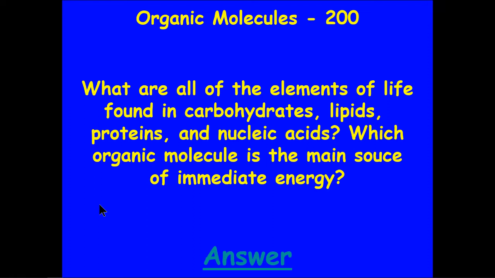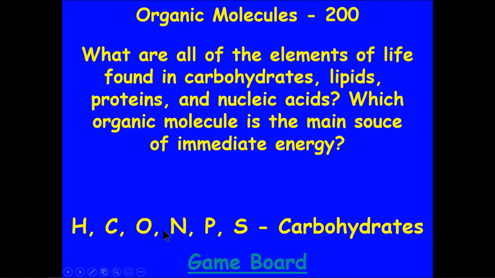All right, answers coming in 5, 4, 3, 2, and 1. Hydrogen, carbon, oxygen, nitrogen. Nitrogen is primarily found in nucleic acids and proteins. Phosphorus, nucleic acids. Sulfur, nucleic acids and proteins. Hydrogen, carbon, and oxygen primarily are carbohydrates and lipids. And then carbohydrates are the immediate source of energy.